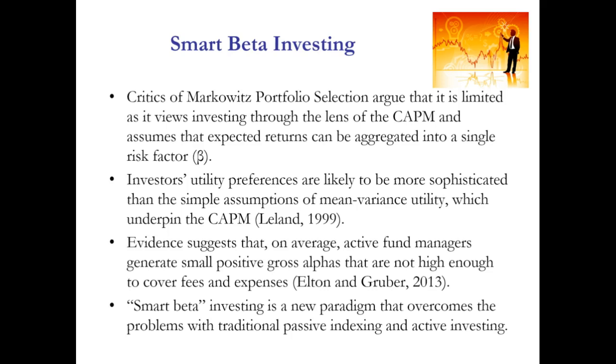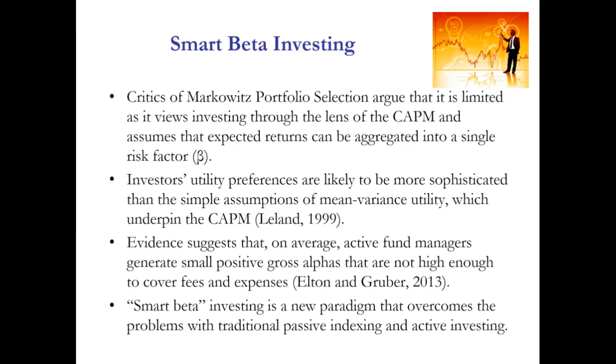In this particular case, when we apply Markowitz portfolio selection, we're looking at expected returns through the CAPM, and we're assuming that all expected returns can be explained by that single factor, which is systematic risk, or beta. However, there's a whole lot of assumptions that underlie the CAPM that maybe could be problematic in terms of the validity of this particular approach.